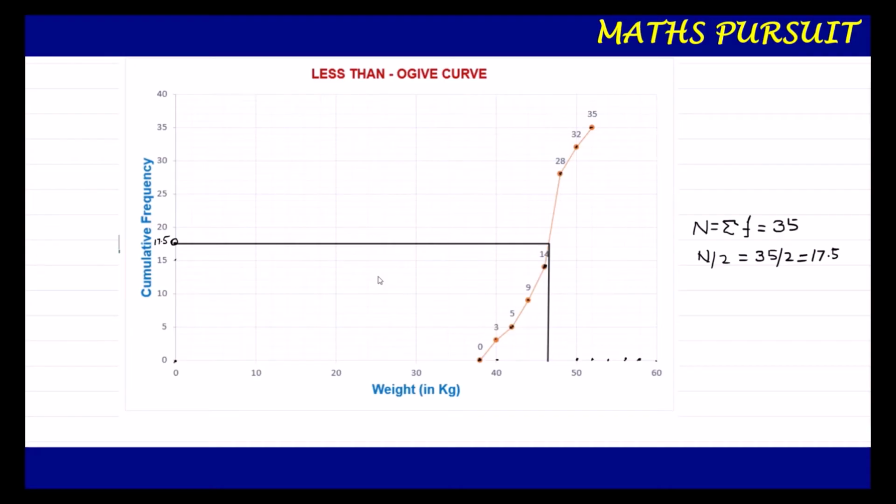After identifying the 17.5 point, we need to draw a line parallel to the x-axis, and our parallel line should stop when it touches the ogive graph or the ogive line. When our parallel line stops at the point where it meets the ogive curve, then we need to draw a perpendicular line to the x-axis. So this perpendicular line is the median.